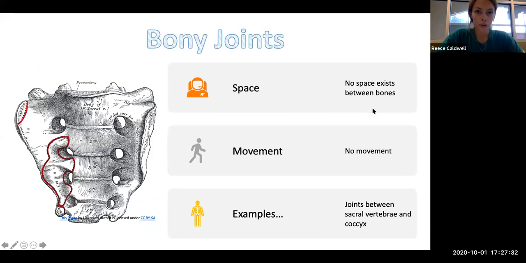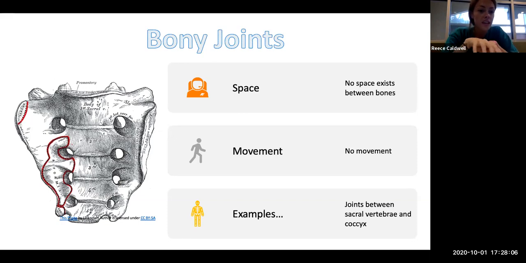Third, we have our bony joints. Bony joints have absolutely no movement whatsoever. For example, we would see these at the joints between the sacral vertebra and the coccyx. If you remember when we looked at the vertebral column, we have our cervical vertebra, our thoracic vertebra, and our lumbar vertebra. And then extending off of that, we have the sacrum and the coccyx. The coccyx was the little pointy tailbone. The sacrum was kind of in between the hip bone.